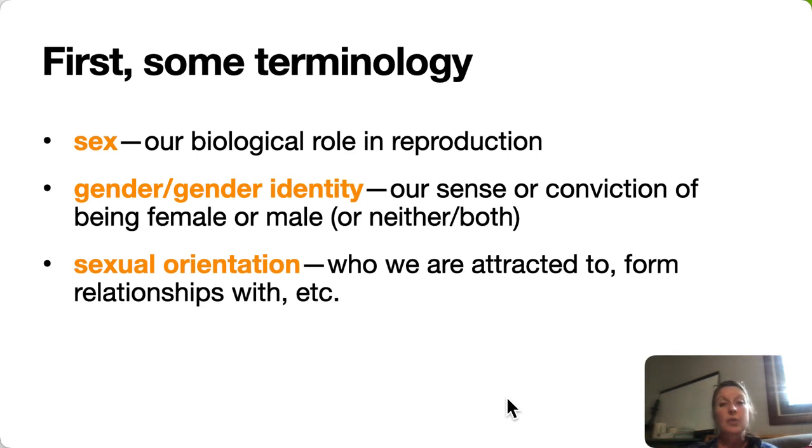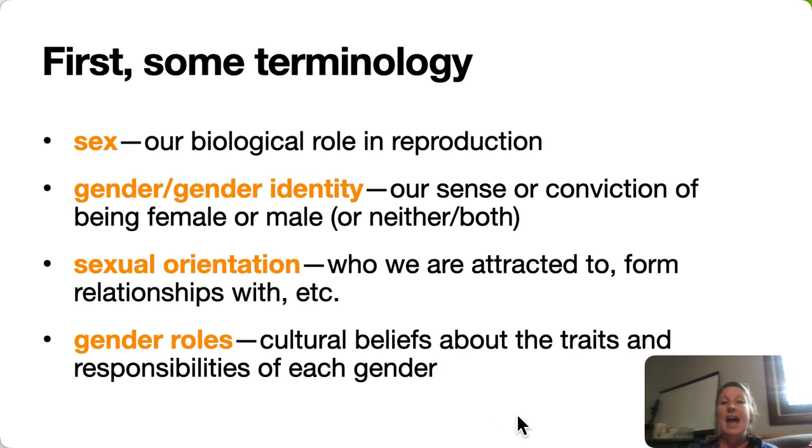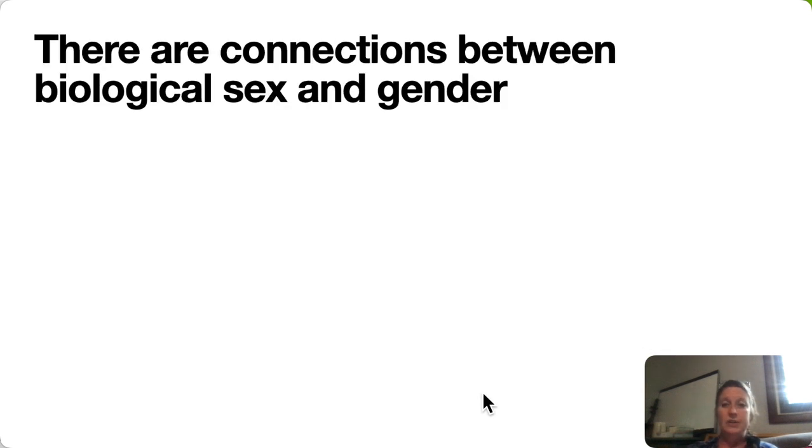There's also sexual orientation. That's referring to who we are attracted to, who we form relationships with or fall in love with. And then there's also gender roles. Gender roles are a societal concept because every society assigns different roles to people depending on what their gender is. We're going to talk about all of these things later on in the course.